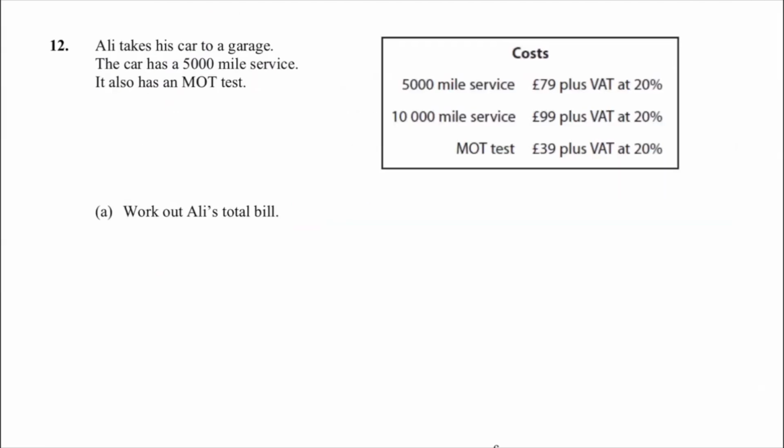Okay, Ali takes his car to a garage. The car has a 5,000-mile service, so that cost there, and has an MOT, so that cost there. And we've got to work out his total bill. Well, his total for the 2 items, 79 plus 39, is 118. And then we can see that this is an increase of 20%. It passes that 2-tick test. So we're going to use the original times multiplier equals result.